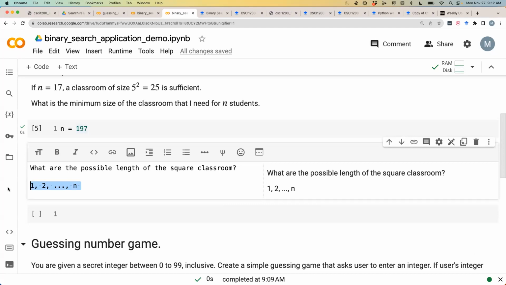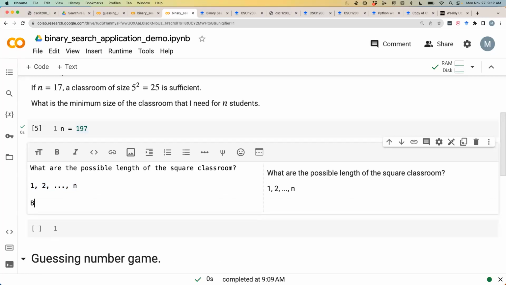But given that you don't know how to do square root, if you have to do it manually, this is your search space. It must be within 1 to n. And a classroom of length n can accommodate n squared students. It's a lot more than what we need, but it's enough. We just need a search space where it's enough to cover these 197 students, and then we look for it one by one. For each of these possibilities, we're going to apply brute force search, or exhaustive search.